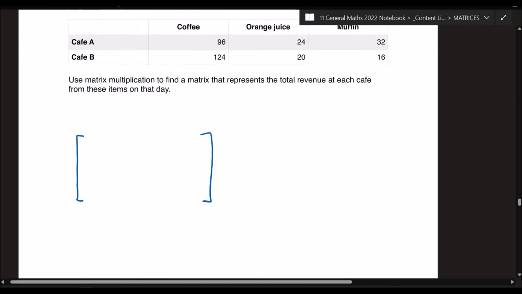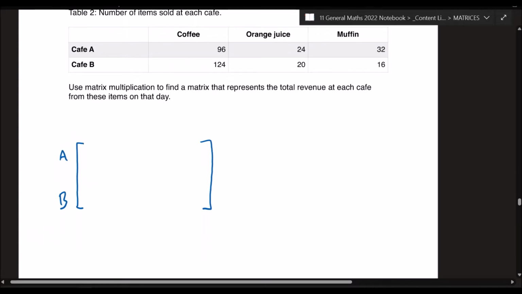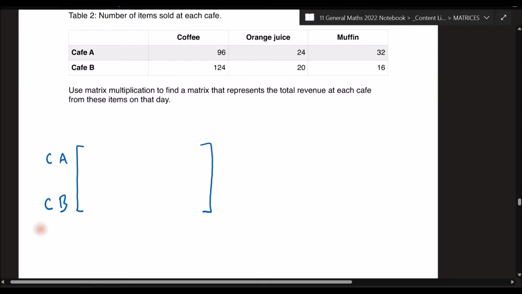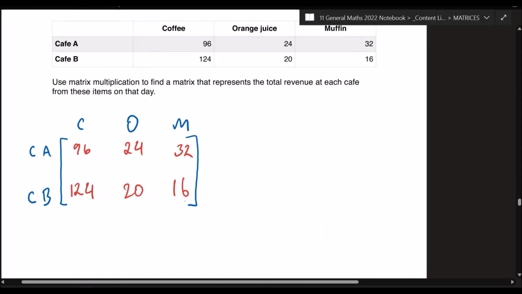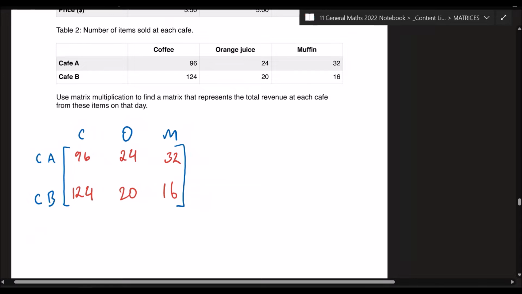Let's label it. Let's say CA, CB, for Cafe A, Cafe B. And then let's label the columns: that's coffee, that's orange, and that's muffin. Okay, and let's put the elements in. So you've got 96, 24, 32, and you've got 1, 2, 4, 20, 16. That's the first matrix.